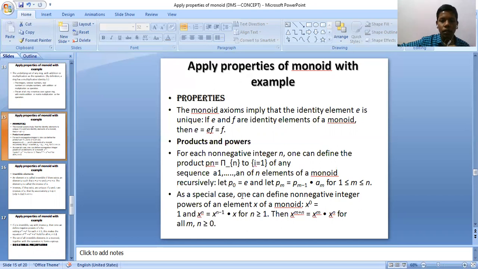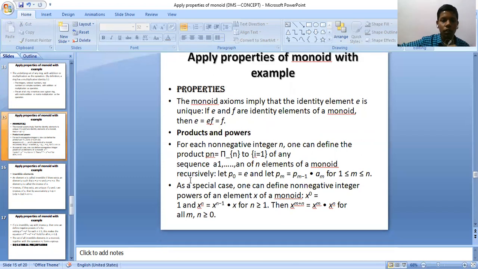As a special case, one can define non-negative integer powers of an element x of a monoid, that is, x power 0 equal to 1, and x power n is equal to x power n minus 1 times x for n greater than or equal to 1. Then x power m plus n equal to x power m times x power n for all m, n greater than or equal to 0.